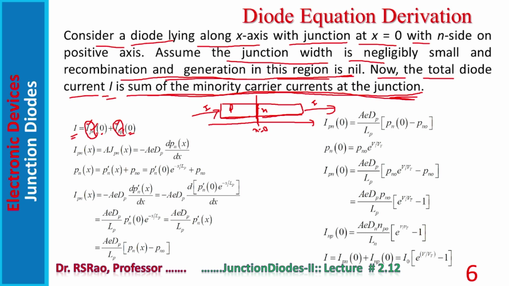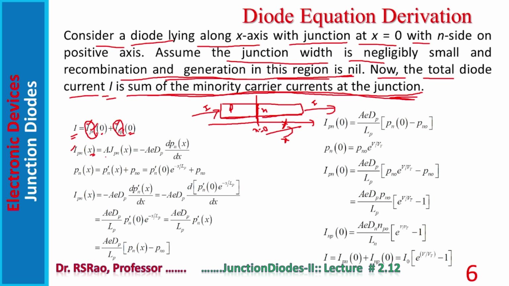So total current is minority carrier current on N side plus minority carrier current on P side. Now, IPN(x). I stands for, as already mentioned, current in amperes. P due to holes on N side at x. At x means somewhere here, not at the junction, at a distance of x from x equal to 0.